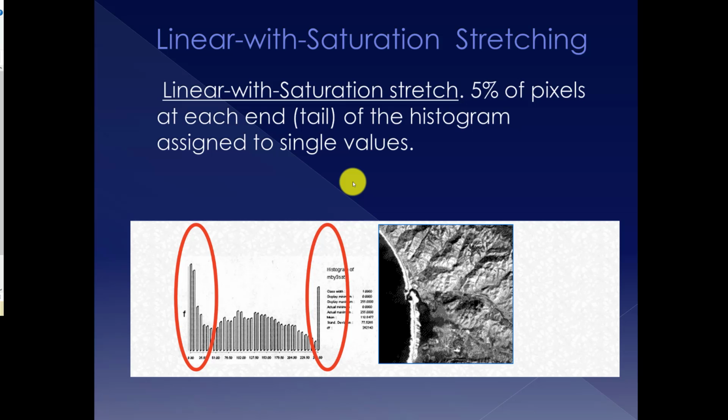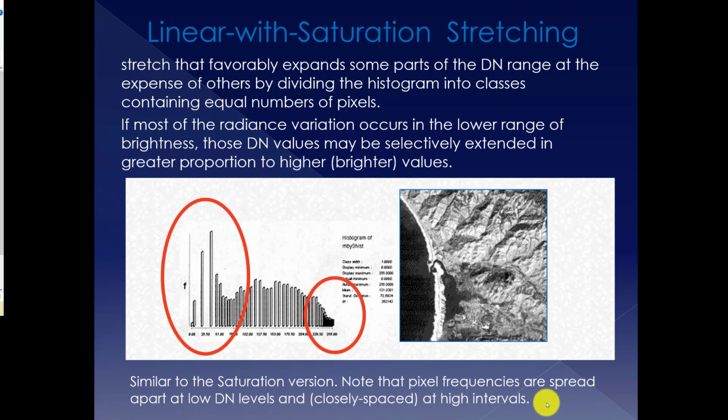If we use a linear with saturation stretch, we can get 5% of the pixels at each tail end of the histogram that are assigned to single values. So we're taking this mode, this spike in the frequency, and we're asking the computer to further distinguish those pixels into greater visibility and slightly different categories.